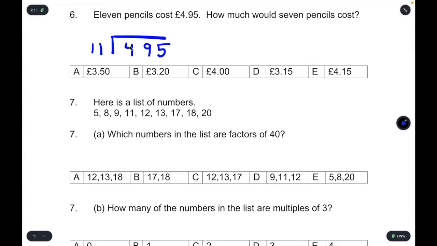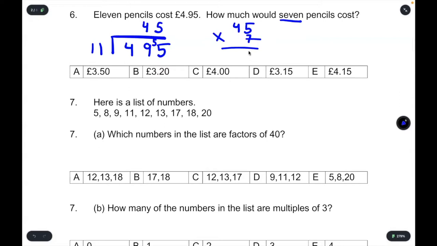How many 11s go into 4? Well, it's too big, it doesn't go into 4. How many 11s go into 49? 4 11s go into 49. 11 times 4 is 44, and a remainder of 5. Then 11 times 5 is 55, which means that one pencil costs 45p. We need to find the total cost of 7 pencils. So we need to do 45 times 7.